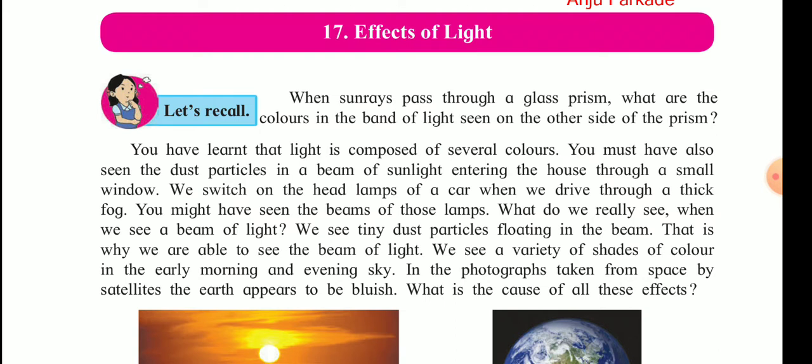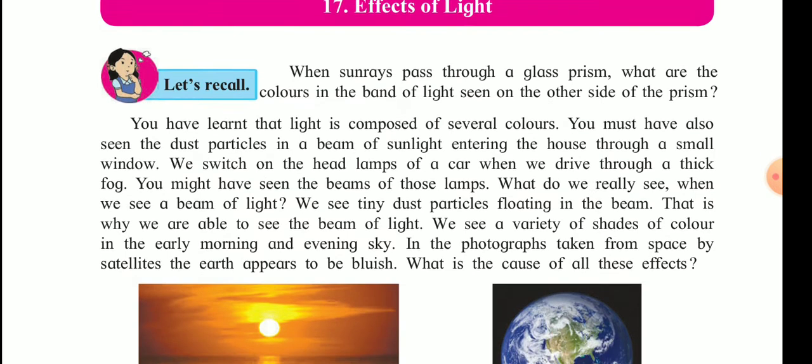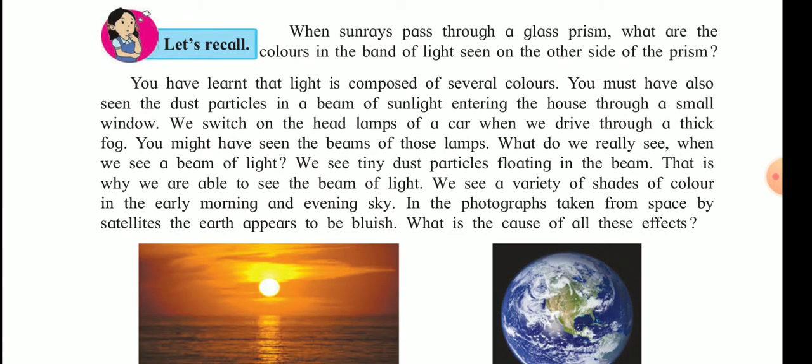You must have also seen the dust particles in the beam of sunlight entering the house through a small window. We switch on the headlamps of the car when we drive through a thick fog. You might have seen the beam of those lamps. What do we really see when we see a beam of light? We see tiny dust particles flowing in the beam. That is why we are able to see the beam of the light.